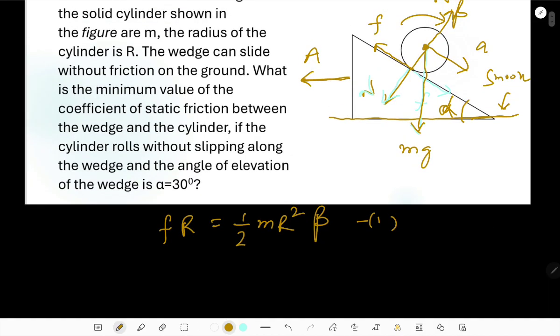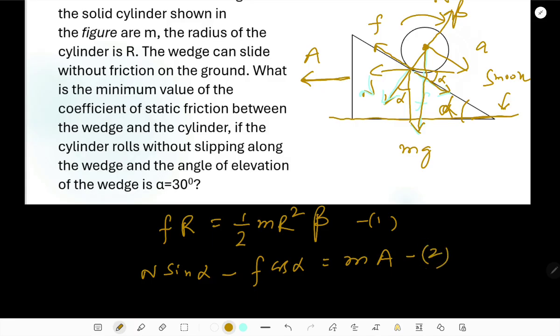And the second equation: I'm going to write the equation of motion of the wedge. The wedge is simply translating. This angle is alpha. This angle is also alpha. You can see by yourself. I'm just watching the forces acting on the wedge, and I can write the equation here. N sine alpha in the direction of acceleration minus F cos alpha equal to mass multiplied by acceleration of the wedge, and this is equation 2.